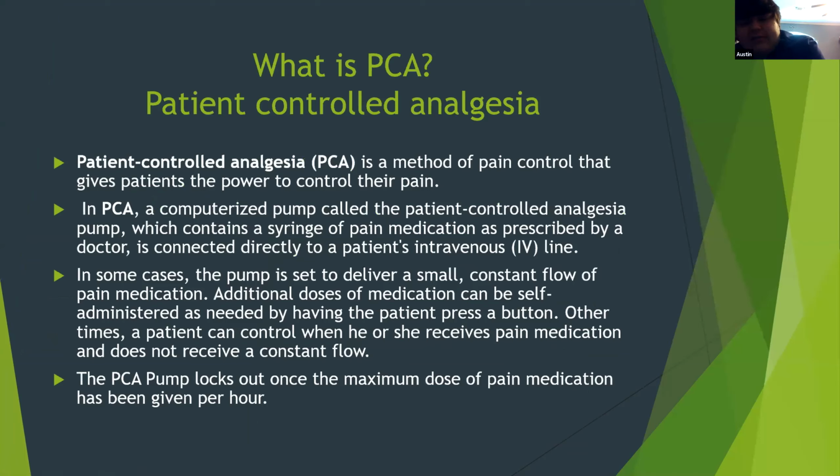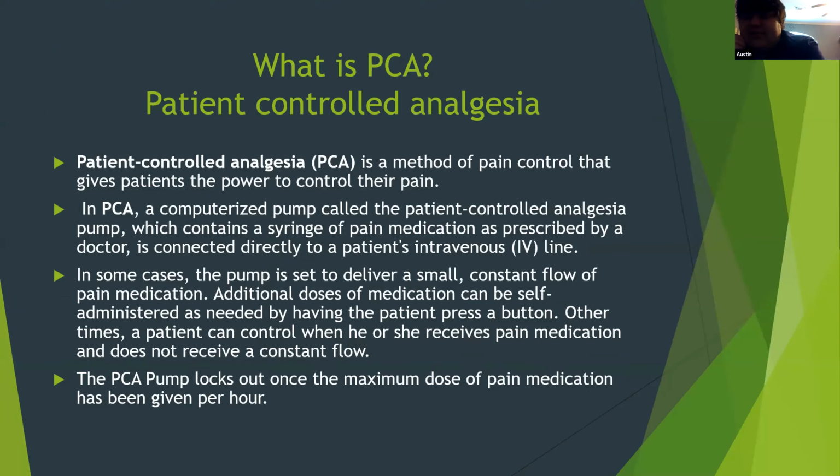So PCA, or patient-controlled analgesia, is a method of pain control that allows the patient to, in a way, control the amount of pain relief they're getting. A computerized pump is used, which contains a syringe of pain medication as prescribed by a provider that is connected directly to the patient's IV line.